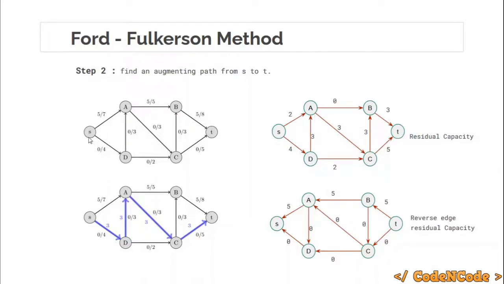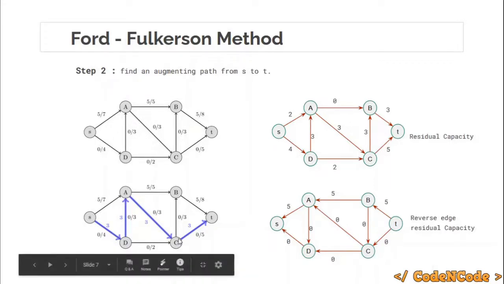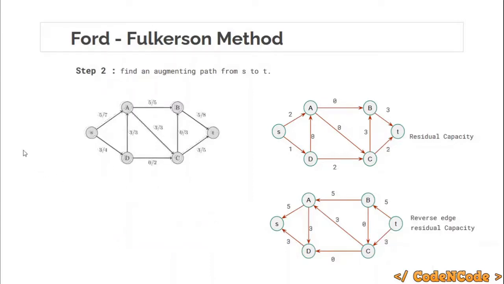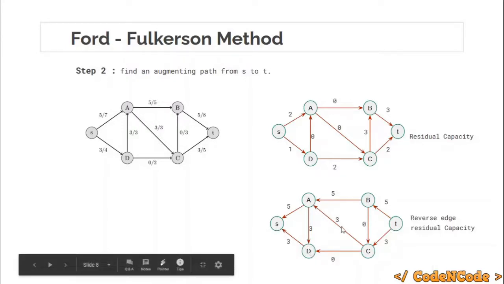First of all, the flow of each edge from the original graph would increment by 3, because the minimum capacity of all of the edges on the current augmenting path is 3. So the flow I can send through this path is 3. So I'll be sending 3 flow from this path, so the flow of each edge would be incremented by 3. Here capacity would decrement by 3. Here capacity would increment by 3.